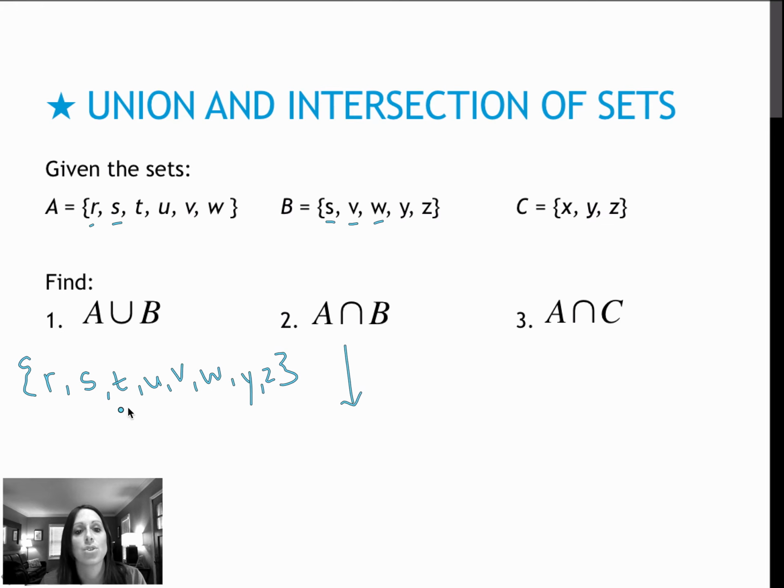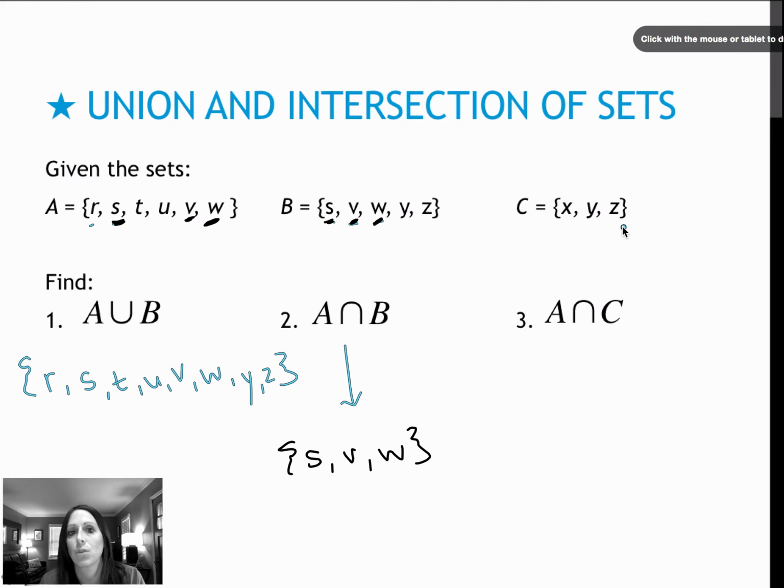For the intersection, it's just what they have in common. So what they have in common would be S and V and W. So my intersection is the set of S and V and W. Last one, we have A intersect C. So I'm looking at this set over here and this set over here. Do they have anything in common? Let's see, X is not in this one, Y is not in this one, and Z is not in this one. So again, this is going to be an empty set. They have nothing in common.